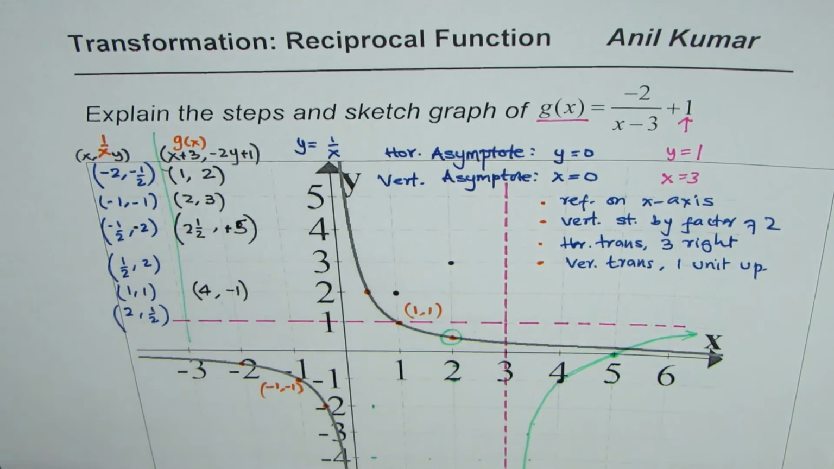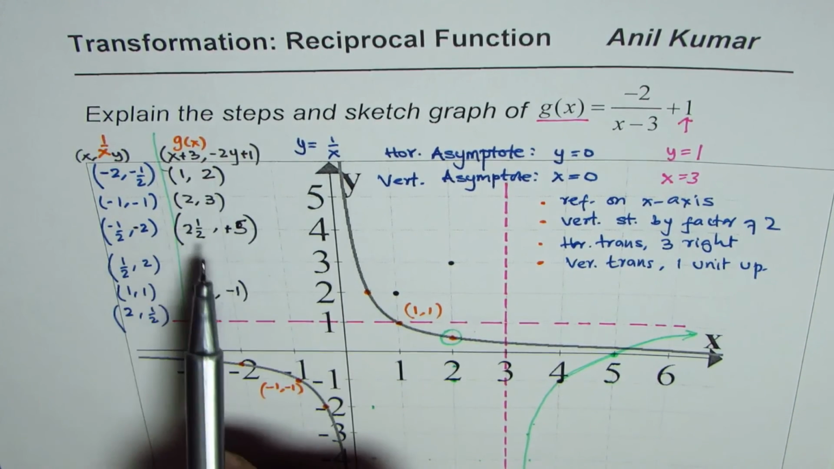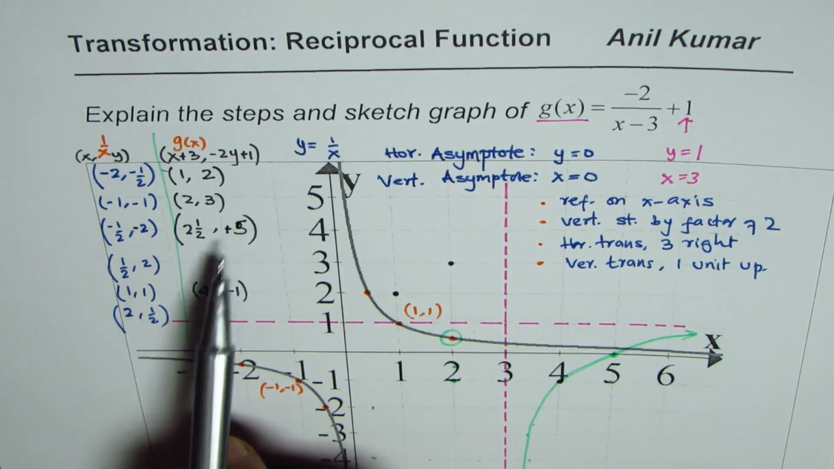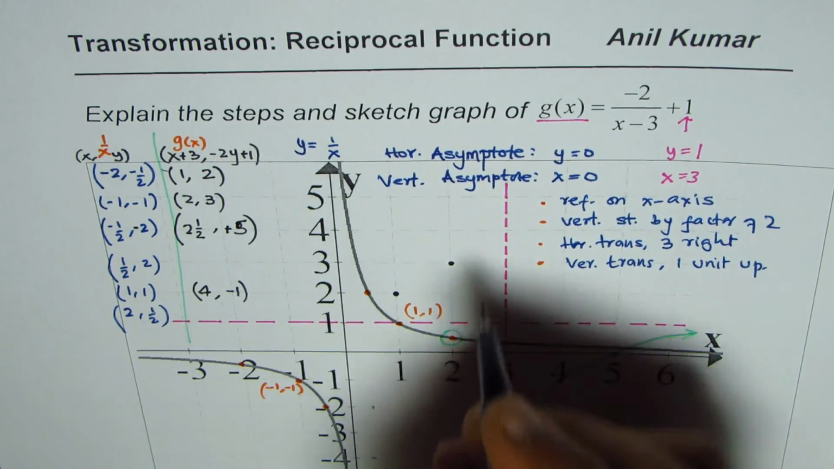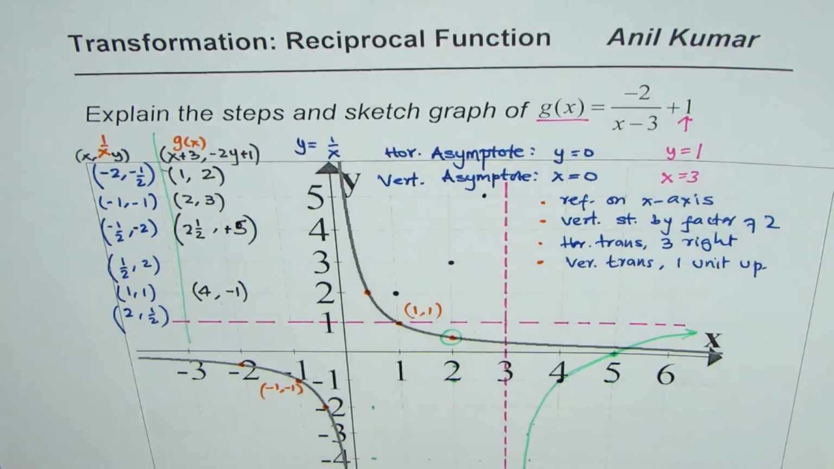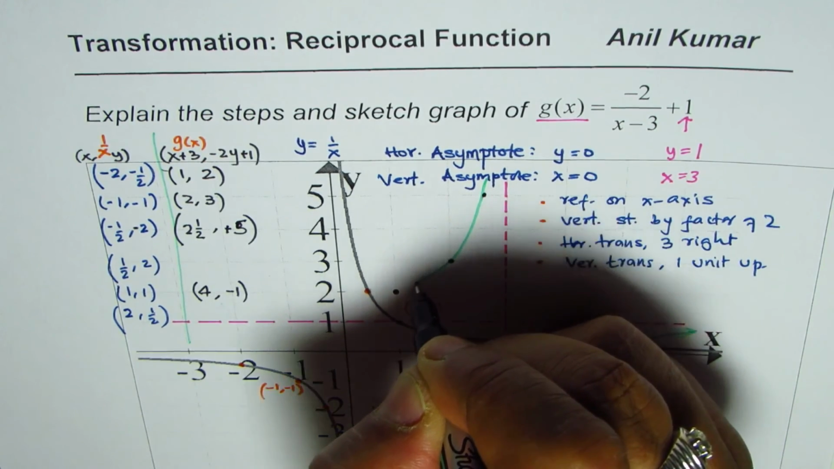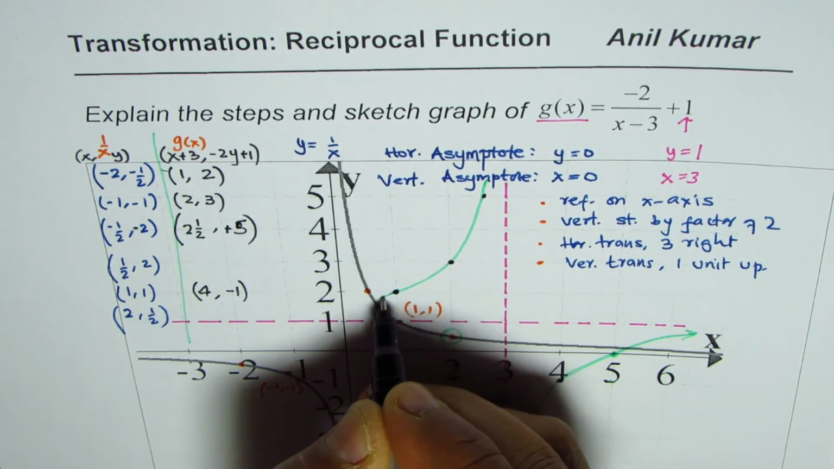So that is what I was thinking. So the coordinates are 2.5 and 5. So at 2.5, it is 5. So these are the coordinates. Once you connect them, you get your graph. So this is your transformed graph. Do you see that? So kind of like this.